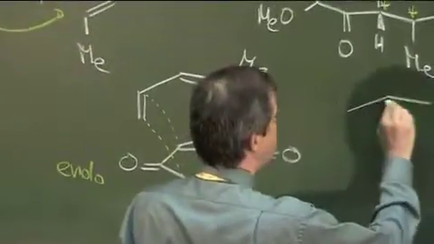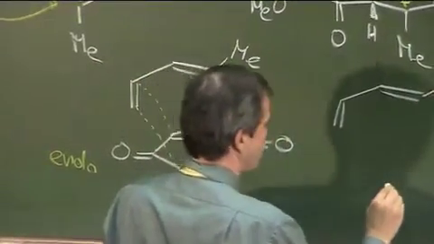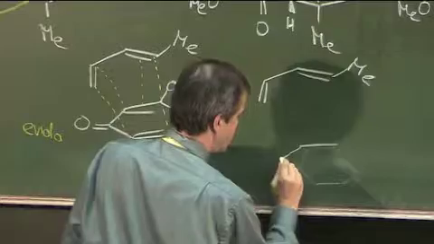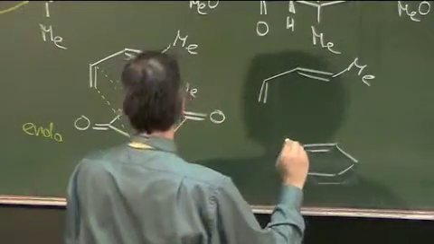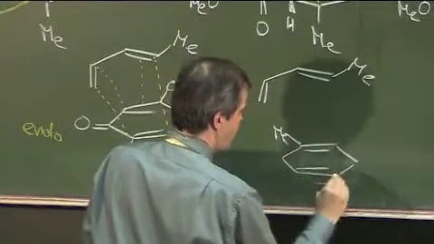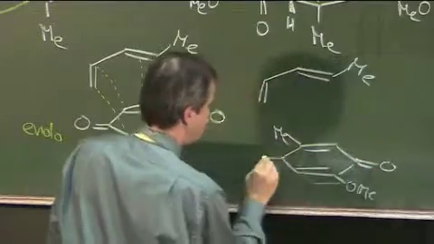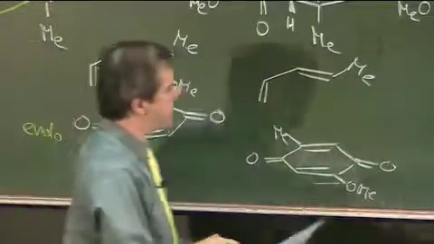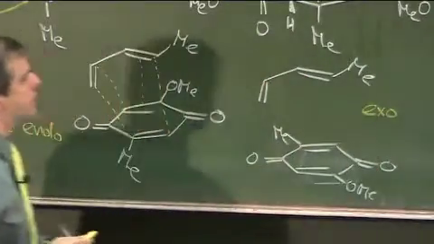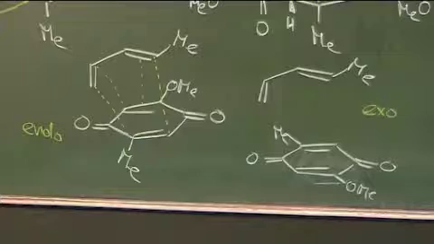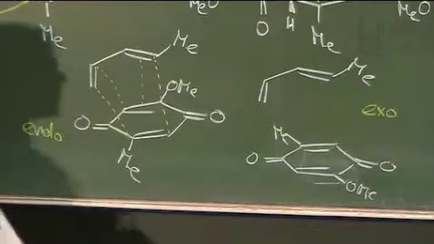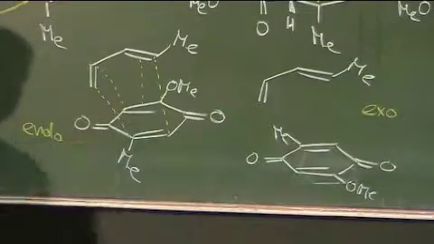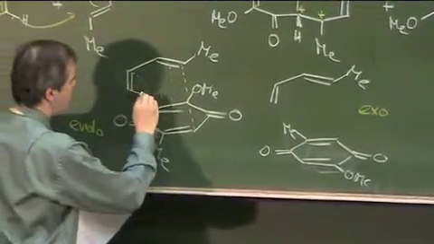Or the alternative would be, let me see if I get this, that you flip your dienophile around, so that this is pointing away from your diene. So this would be the exo transition state. And now assuming that we have, in this case, endo control, as we take as a general rule that endo products should be preferred in these types of reactions, then you need to come to the conclusion.